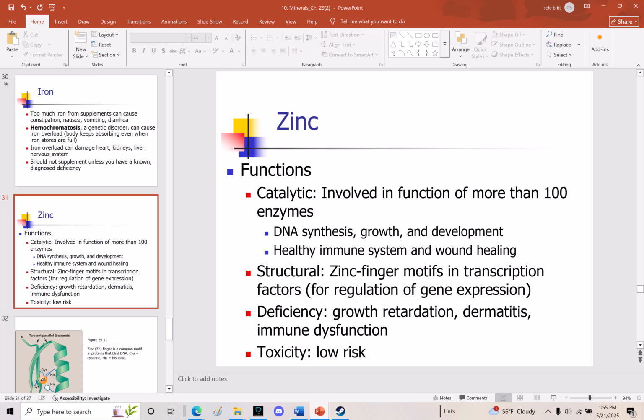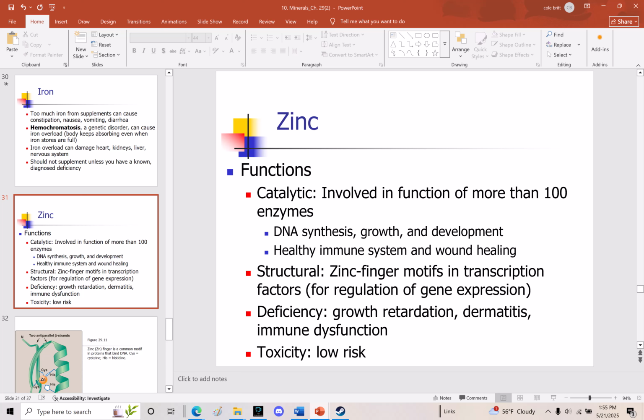Zinc. Keeping this one simple too, involved in more than 100 enzymes. Lots of stuff requires zinc. So DNA synthesis, growth, development, healthy immune system, wound healing, you name it, it's probably going to require zinc. So a lot of enzymes needed, and this is the other thing you need to remember: zinc is important for the zinc finger motifs and transcription factors needed for gene regulation.